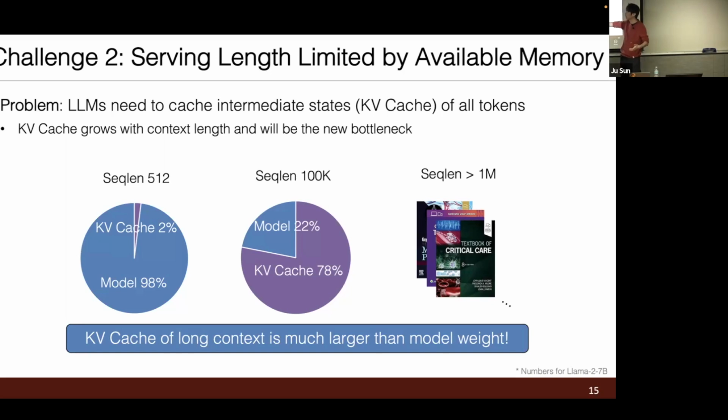The KV cache grows with the context length, and it becomes the new bottleneck compared to the model weights. For example, if you ask a model a short question, with only 500 words, the model weights take the majority of the memory, almost 98%. But if you increase your question length to 100,000, like what I mentioned in the first slide, where you feed the entire codebase of PyTorch into the model, the KV cache takes 80% of the total memory, which is much larger than the model itself.